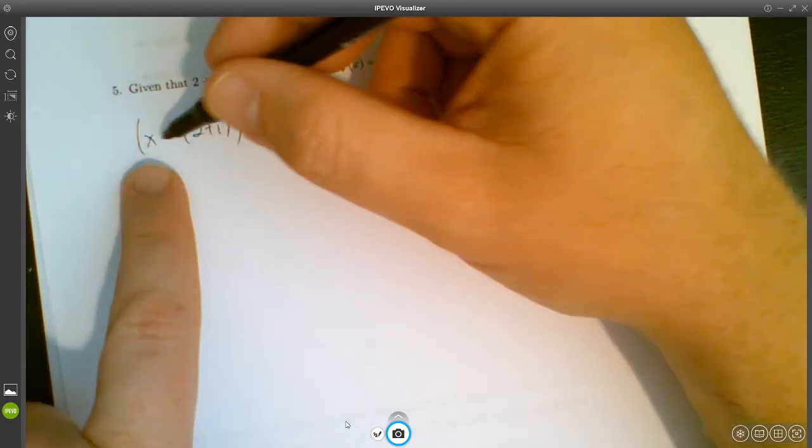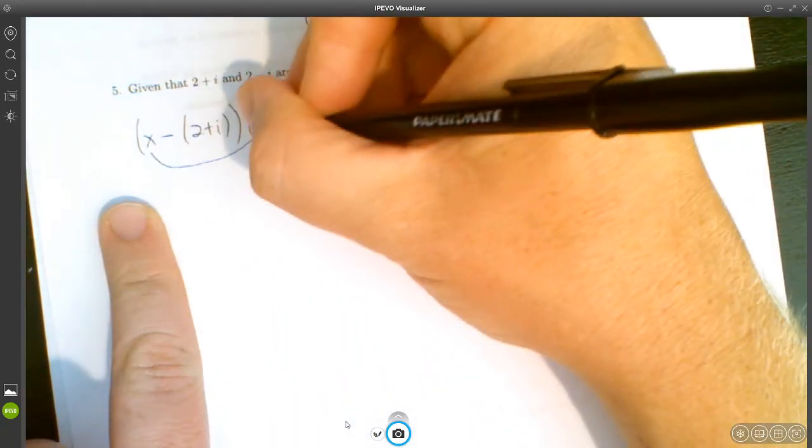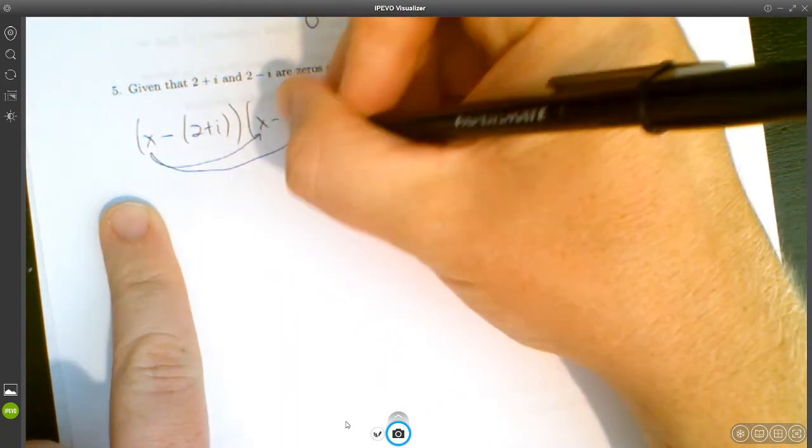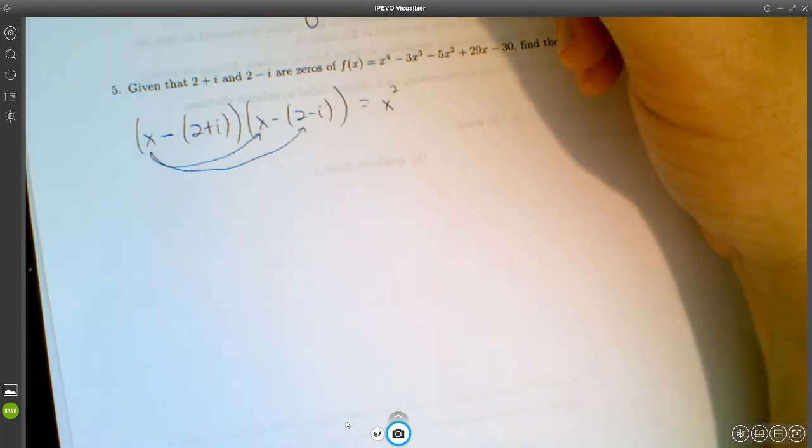If I multiply these out, I get x squared. Right? I get x squared. Then I get negative 2 minus i times x.